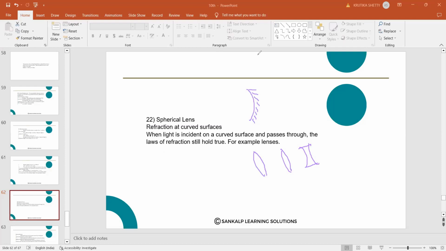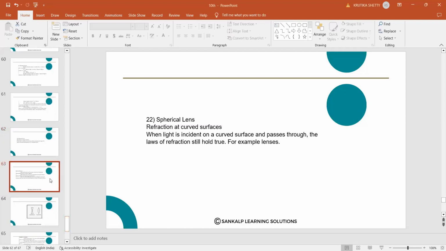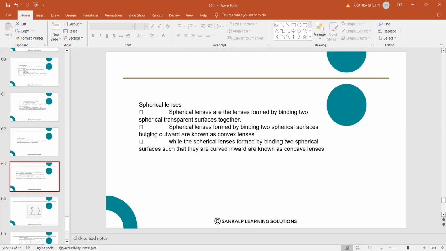So basically for our study we have two lenses. Actually we can see many examples of lenses, but here we have two lenses: the concave lens and the convex lens. So what is a concave lens? What is a convex lens? Here, this is your convex lens.